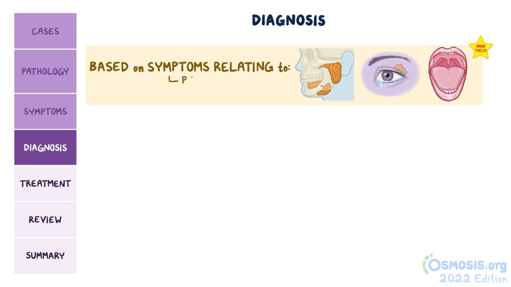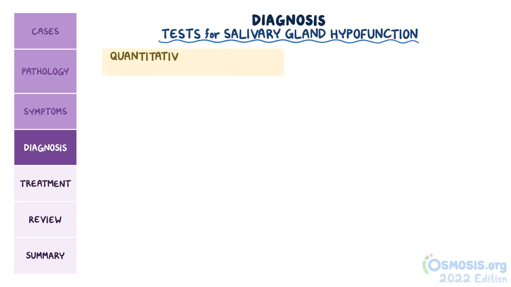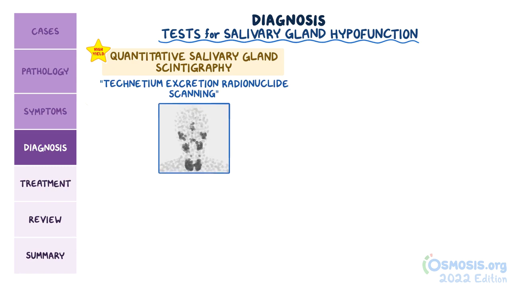These symptoms must persist for more than 3 months and must occur daily. Next, tests that identify salivary gland hypofunction should be done. One option would be quantitative salivary gland scintigraphy, also called technetium excretion radionuclide scanning, which shows how the major salivary glands are functioning based on their uptake of a radionuclide.